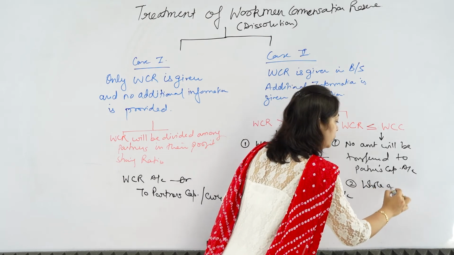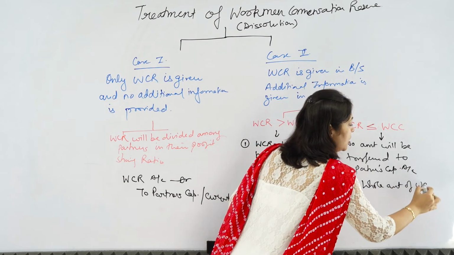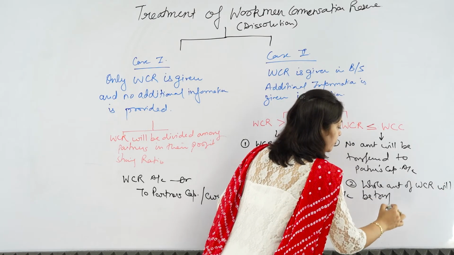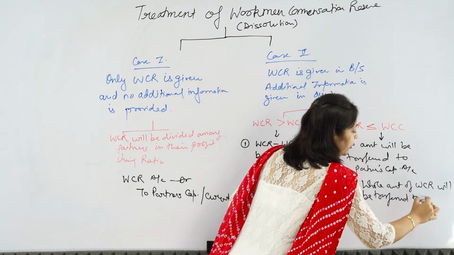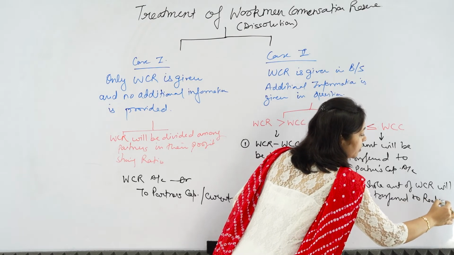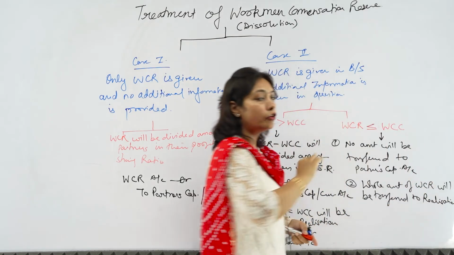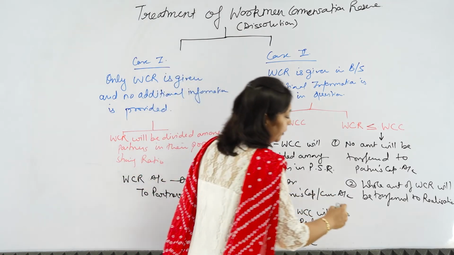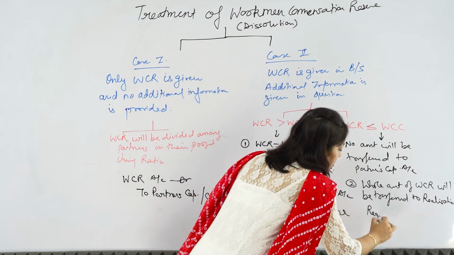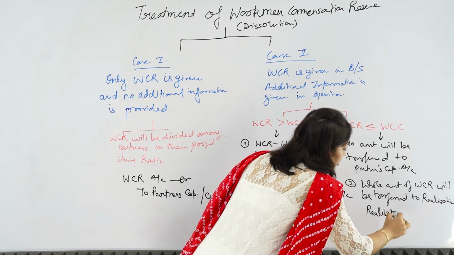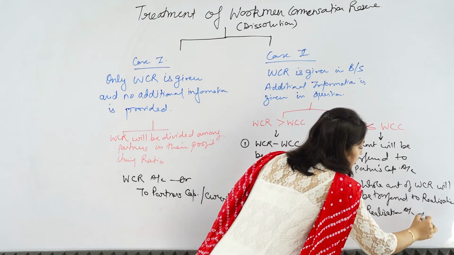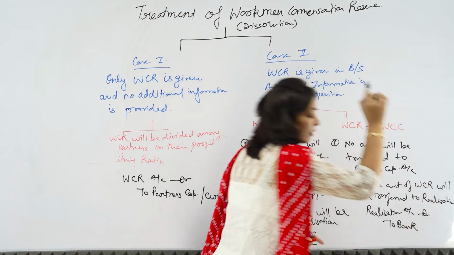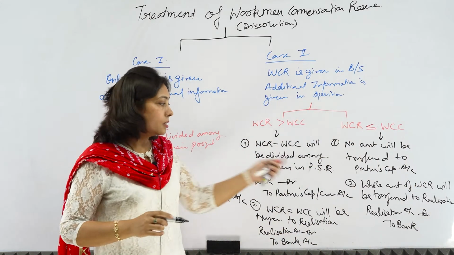The whole amount of WCR will be transferred to realization account, and from realization account it will be paid off. So the entry is the same: realization account debit, to bank. This is the entry.